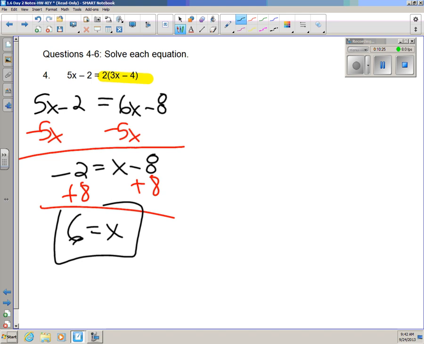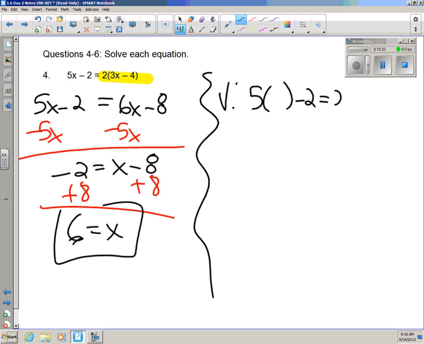Again, you can always check your answer to make sure that you are correct. I will do a quick check. You don't need to do it all the time, but I'm going to do a quick check here. It's 5 times x minus 2 equals 3x minus 4. I'm checking with the value of 6. 6 goes here, 6 goes here.